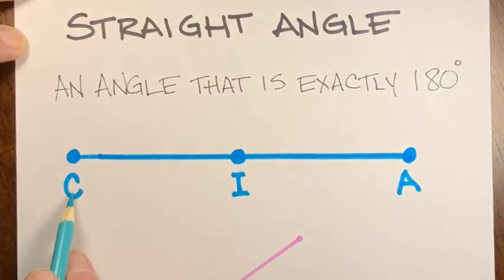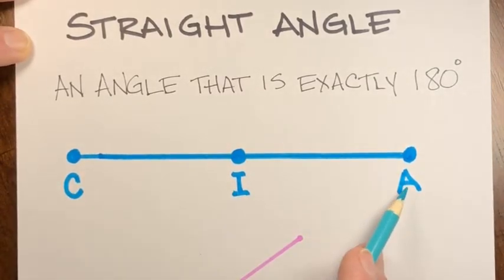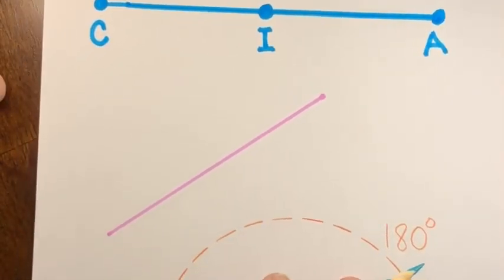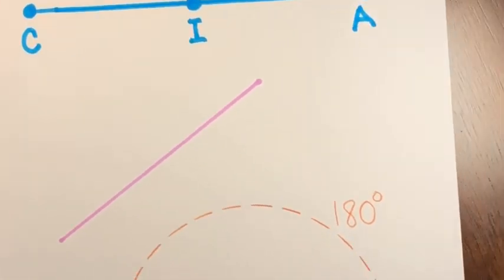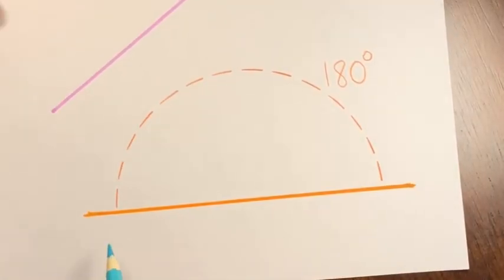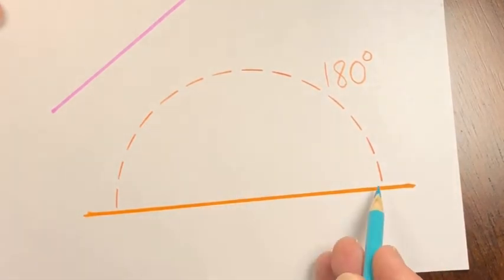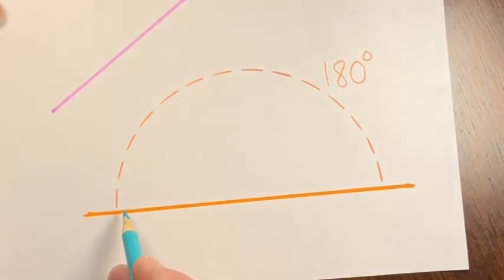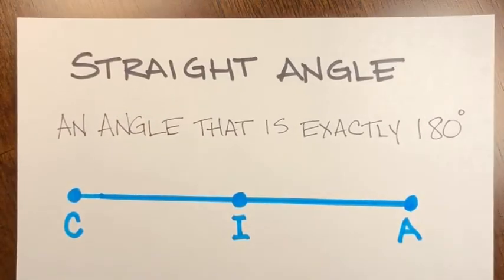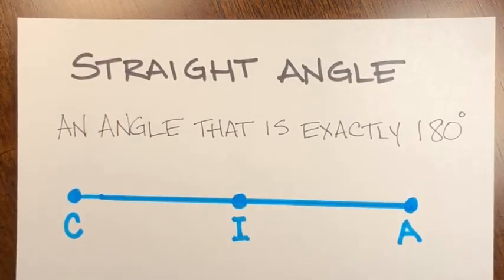So we may have this one called CIA or AIC. It may look like this, and it may look like this, where it's simply a straight line that's measured all the way open, and it measures 180 degrees. So that's a straight angle. And that is today's lesson.